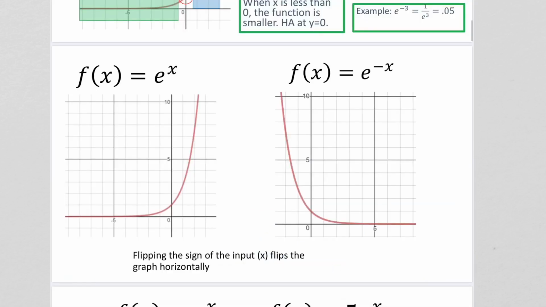All right, if we multiply our inputs by a negative value, if we flip the sign of the inputs, that's going to cause us to flip horizontally. So we still have our y-intercept at (0, 1), but now the steeper portion is on the left and the horizontal asymptote is on the right. We have just flipped horizontally, so you should make sure that you get this transformation copied down.